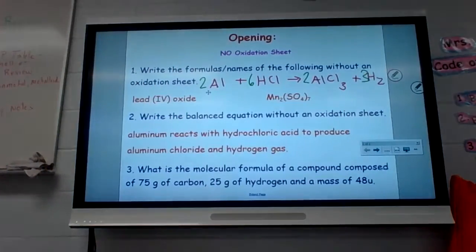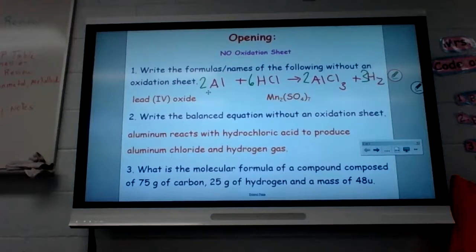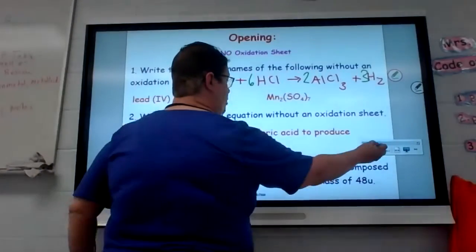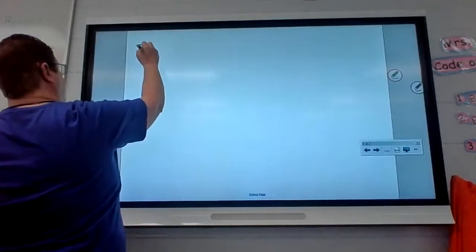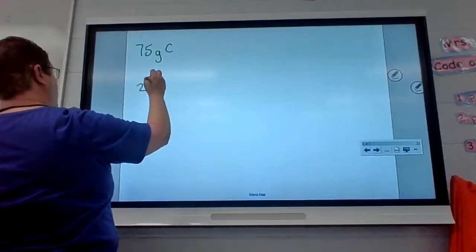All right, so the last one is a math one. So we need an empirical and a molecular formula. What do we do to find the empirical formula? Change your grams to moles. So 75 grams of carbon and 25 grams of hydrogen.